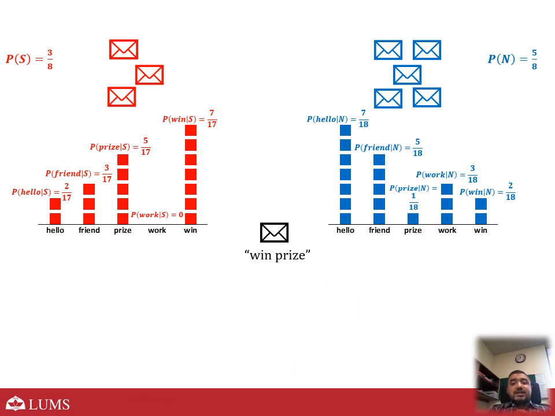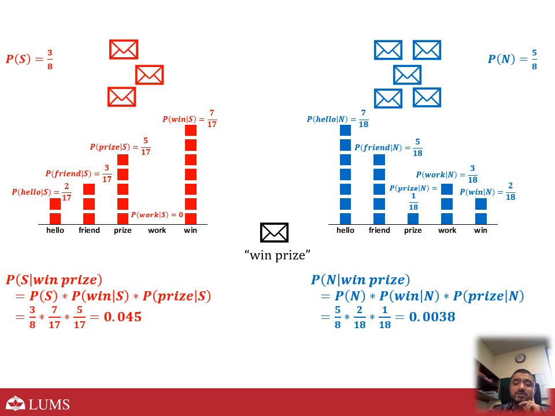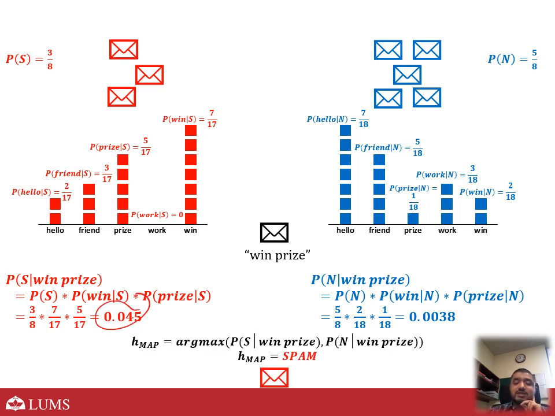All right, let's take another example. Here is another test email which is win prize. Pichle wali jo thi uske andar hello friend tha, ab win prize hai. This sounds like spam given our understanding of spams. So let's calculate the same for it. Probability of S given win prize is calculated like this and comes out to be 0.045. Probability of win prize given not spam comes out to be this. So therefore this is the higher one, and we get this as the probability, and the H map, the maximum a posteriori hypothesis, is this is a spam email.